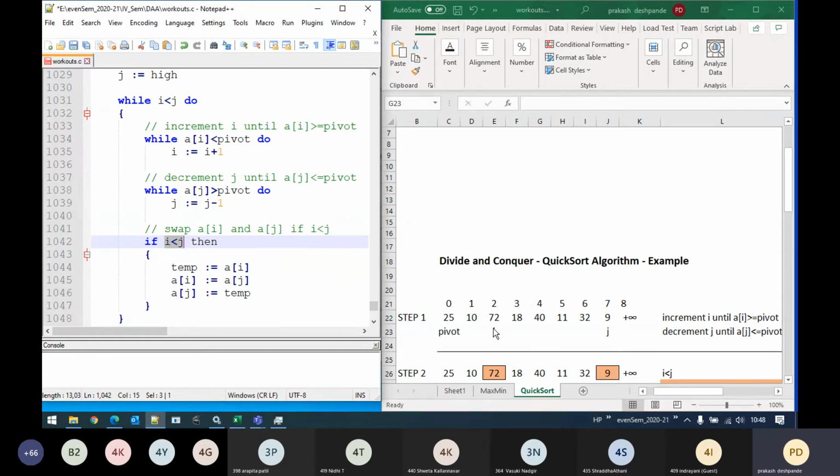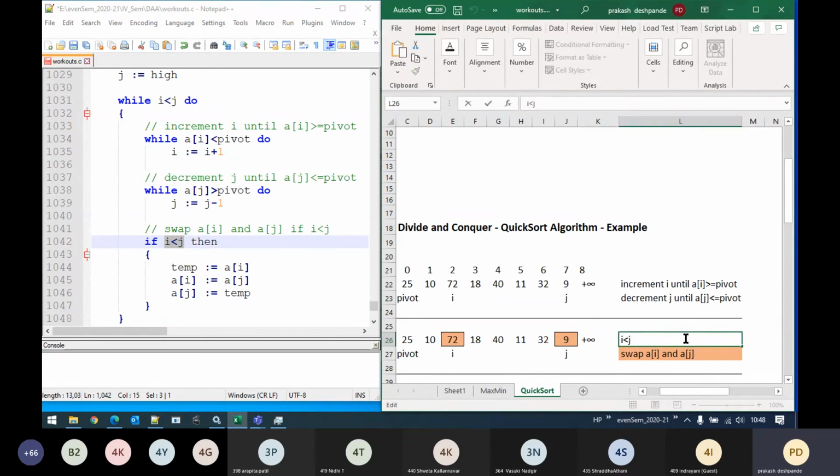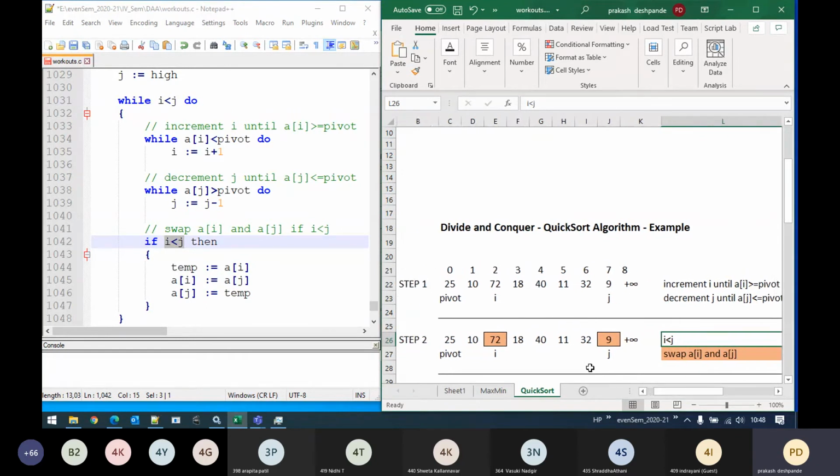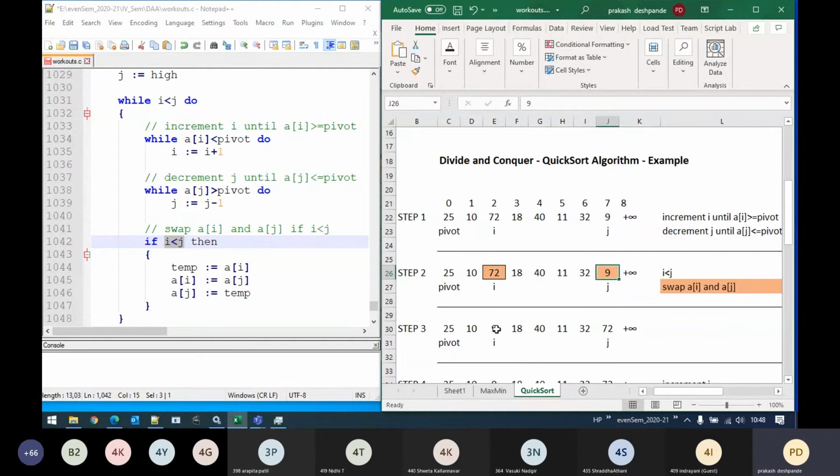The element at the ith position and the element at the jth position, that is 72 and 9, both have to be swapped. You can see I have highlighted those things here. Since i is less than j, it is true, so we need to swap the elements. So 72 and 9 will be swapped, as shown in step number 3.